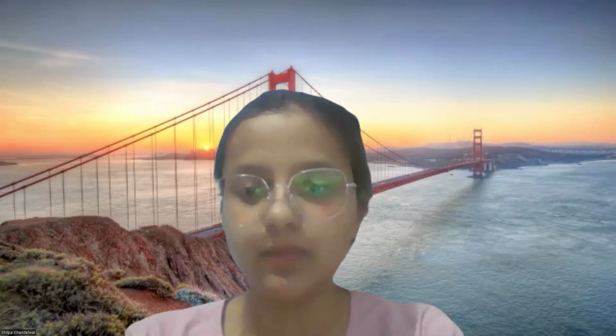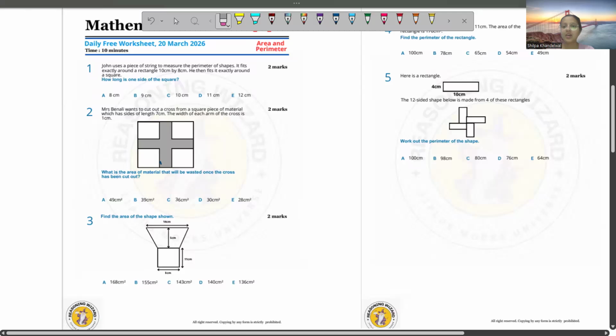And today we are going to solve 11 plus maths free worksheet. In today's class, we are going to see five questions on basically area and perimeter. So let's just start with it. I'm sharing my screen with you all. Give me 1 second. Here we go. Here you can clearly see that we have five questions in this worksheet. So let's just start with the very first question.